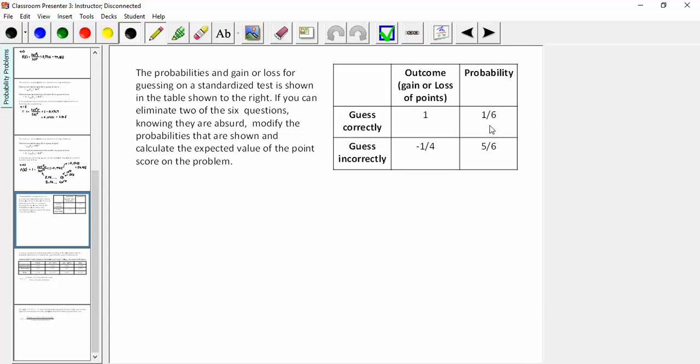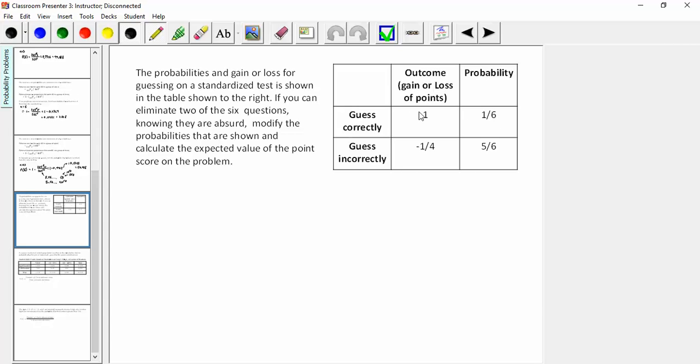Probability, theoretical probability, tells us you have a 1 in 6 chance, or a 1/6 probability of guessing correctly, and a 5/6 probability of guessing wrong. Again, number of favorable outcomes over the total number of outcomes.